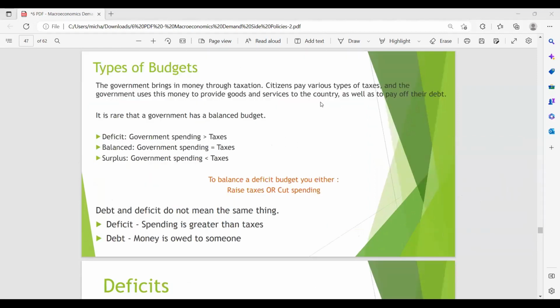So here are the types of budgets. The government brings in money through taxation. So citizens pay various types of taxes. The government never usually has a balanced budget. The US will likely never have a balanced budget. Like they used to, in the late 90s they balanced budgets, but they may never have one again.